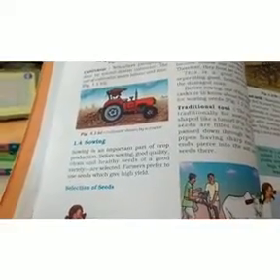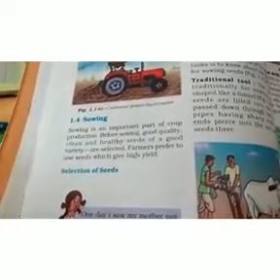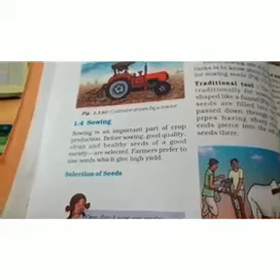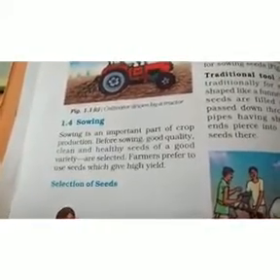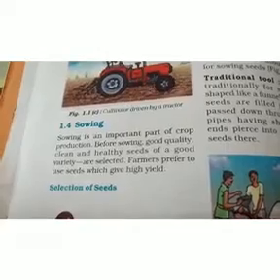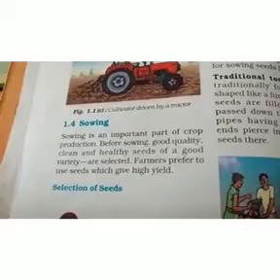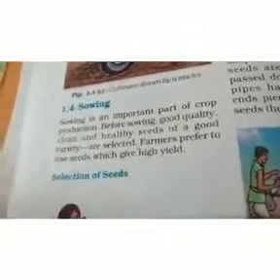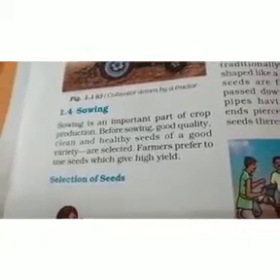This is the second task which is carried out after preparing the soil. Sowing is an important part of crop production. Before sowing, good quality, clean and healthy seeds of a good variety are selected. Farmers prefer to use seeds which give high yield. High yield means good quality crop. Okay? So selection of seeds. How does a farmer do selection of seeds? Even you can do the selection of seeds.